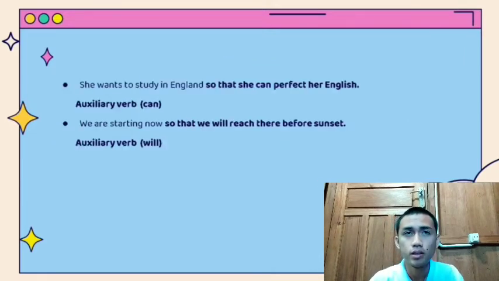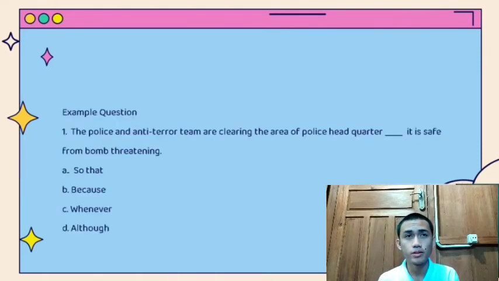4. She wants to study in England so that she can perfect her English. Auxiliary verb: can. 5. We are starting now so that we will reach there before sunset. Auxiliary verb: will.